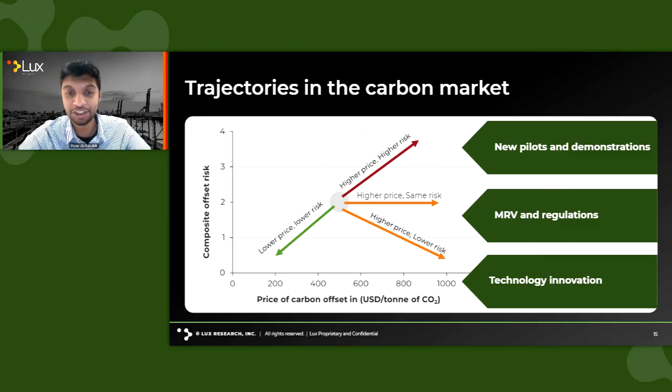Second is changes in MRV and regulations, right? So the role of standard bodies here is really important, and reputed registries listing a credit is an important sign of de-risking. And lastly, technology innovation, right? So we've seen this specifically with the engineered solutions compared to nature-based solutions, where technology innovation is really key to bringing costs down, and technology innovation is the only reason you saw credits selling at $100 per ton.